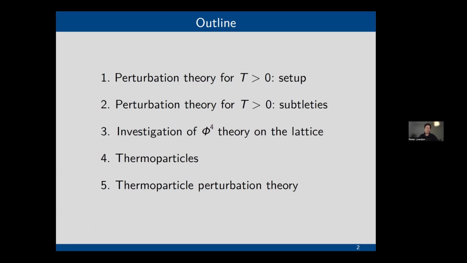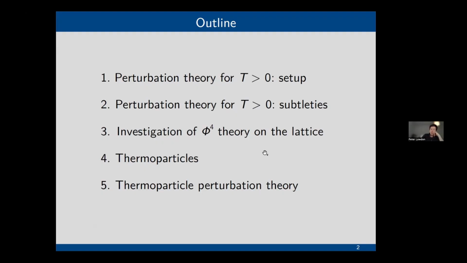So as I said, I'll talk about perturbation theory. I'm sure many of you here study perturbation theory or use perturbation theory on a day-to-day basis. What I'll do is just give a one-slide sketch of this at finite temperature, and then just discuss the subtleties. So what happens when you switch on a temperature, what sort of issues arise here.